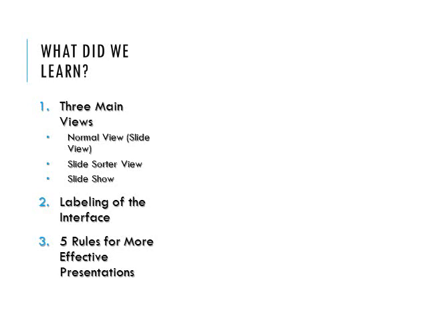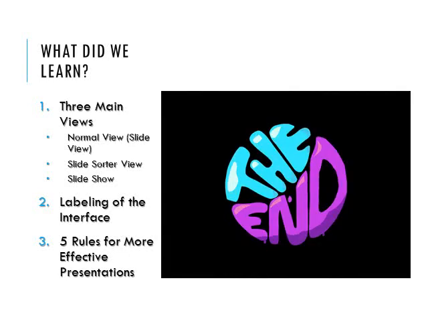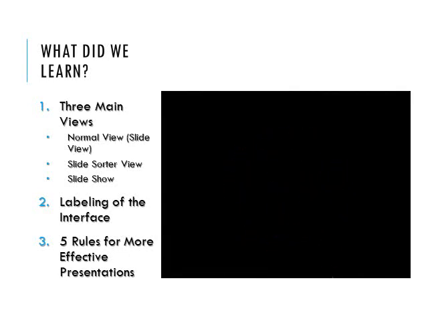We also looked at the labeling of the interface, keeping in mind the 10 key areas that we want to pay attention to when we're labeling the interface. And we also took a look at the 5 rules for more effective presentation. Remember, your audience is the most important thing, that they get your message. Give them a handout. Don't overwhelm them with too much information. Less is more. And you want to make sure that your information flows in a logical sequence that they can understand.